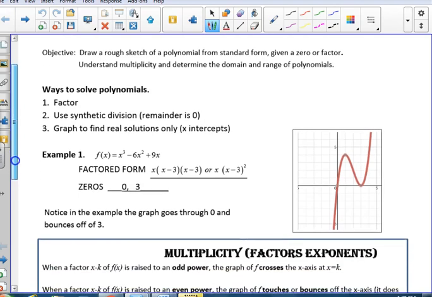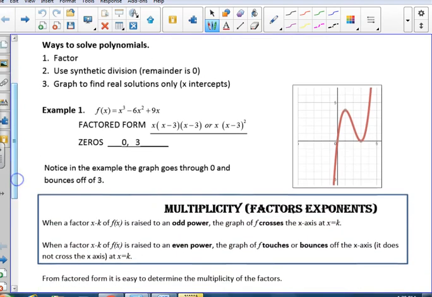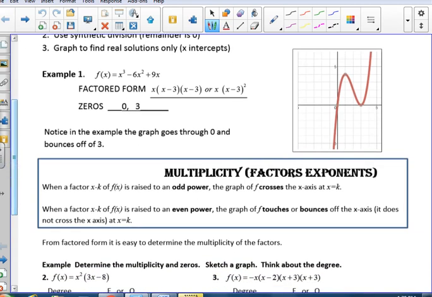So, what have we done so far? We've factored using synthetic division when the remainder is 0, and we've graphed it to find the real solutions, only x-intercepts. So example 1, we have this polynomial, a cubic function. When we factor it out, we get x times x minus 3 times x minus 3, or x times x minus 3 squared. Over here to the right, we have that graphed.